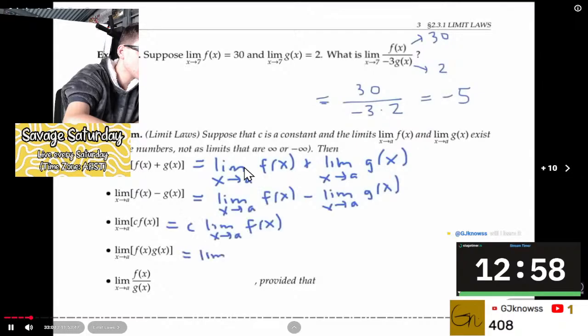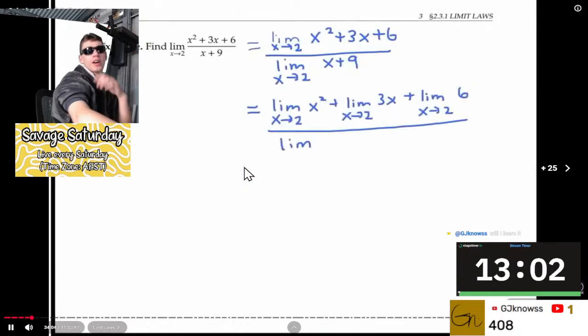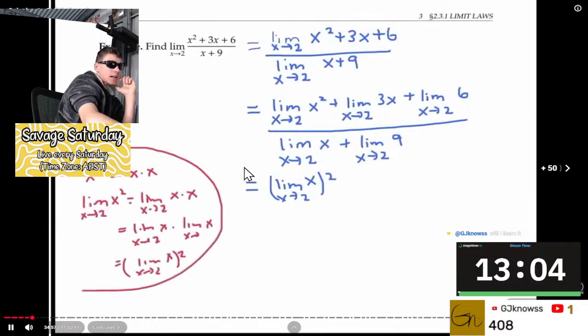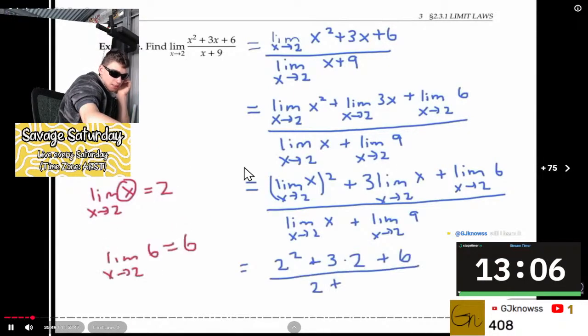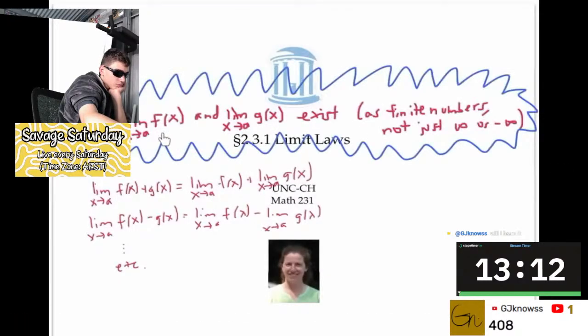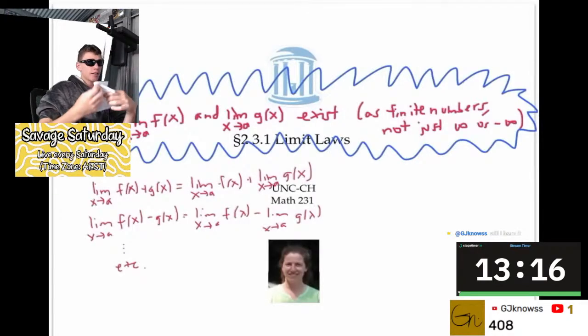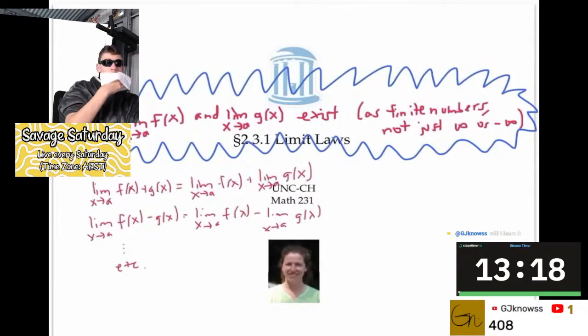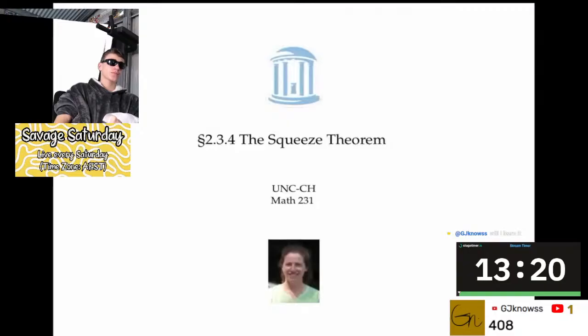The limit of the product is the product of the limits, the limit of the quotient is the quotient of the limits. We can just evaluate the limits of the component functions, as long as they actually exist as finite numbers. If the limit of one or both of the component functions doesn't exist, then the limit rules simply don't apply. Instead, we have to use other techniques to try to evaluate the limit of a sum, difference, product, or quotient. This video is about the squeeze theorem, which is another method for finding limits.